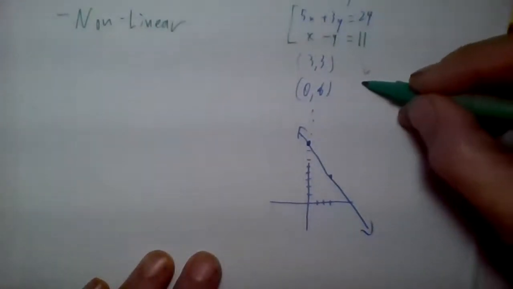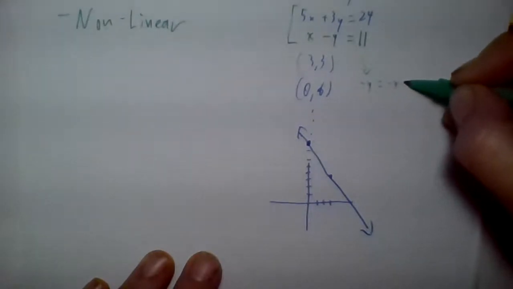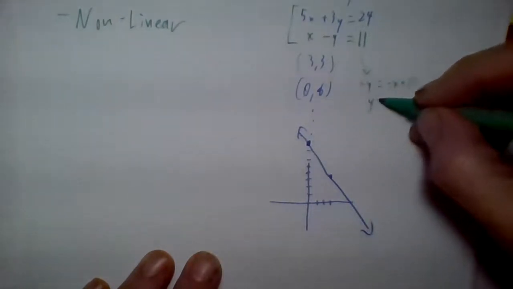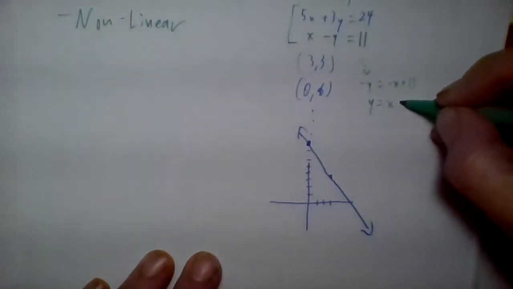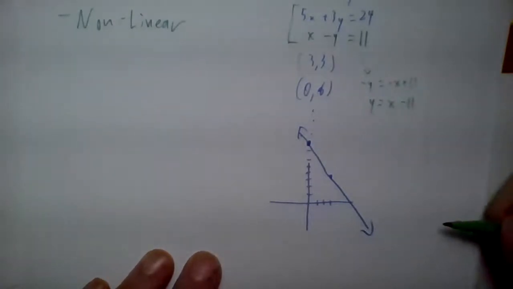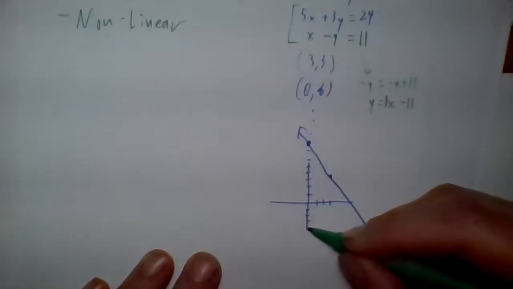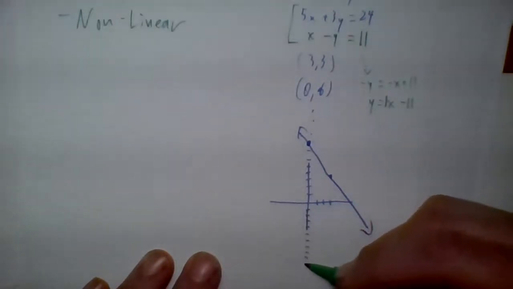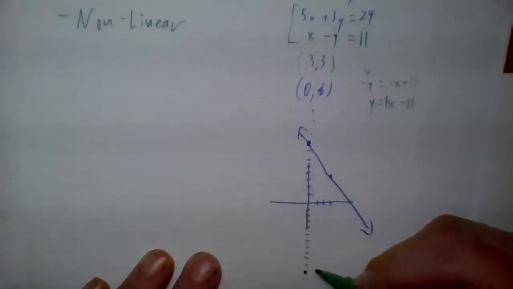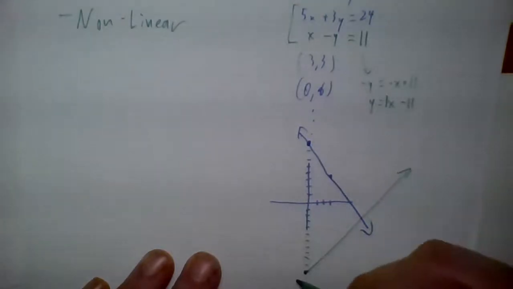I'm going to go ahead and put this in y equals form. Rearrange it because we're used to graphing things in that form. I think that's y equals x minus 11. So that's a slope of 1 and an intercept at negative 11. So that's way down here. With a slope of 1, it's going to go out here somewhere.